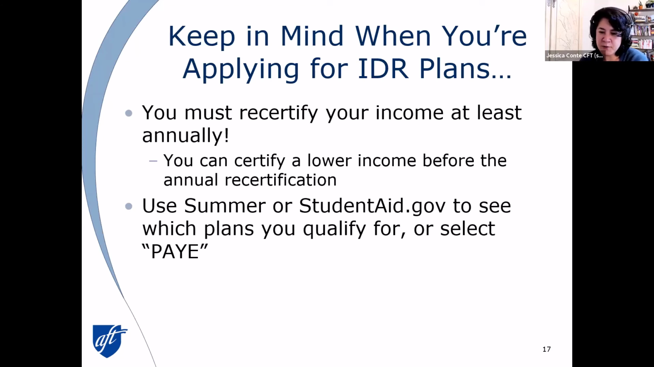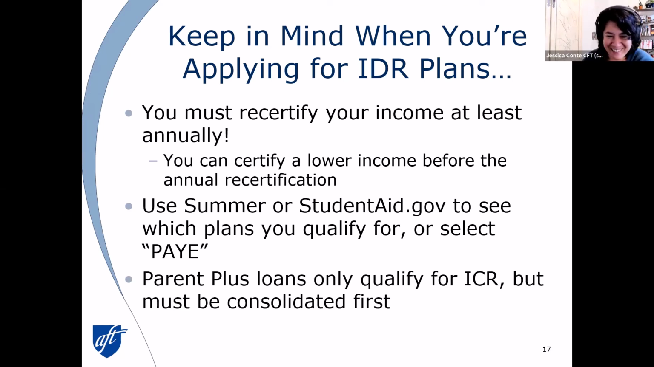If you're not eligible for Pay As You Earn, your servicer will see which of the remaining plans you're able to move into and place you in the one with the lowest monthly payment. The sooner you move into one of these plans, the sooner you can start saving money every month.